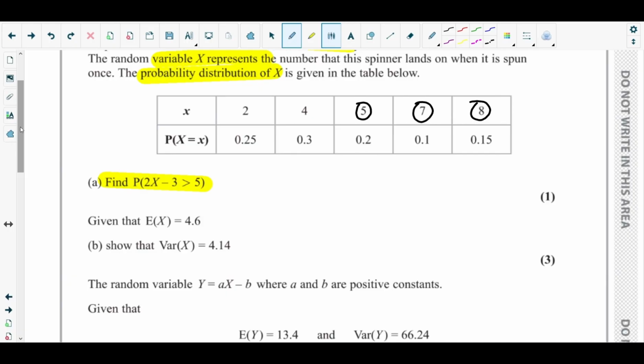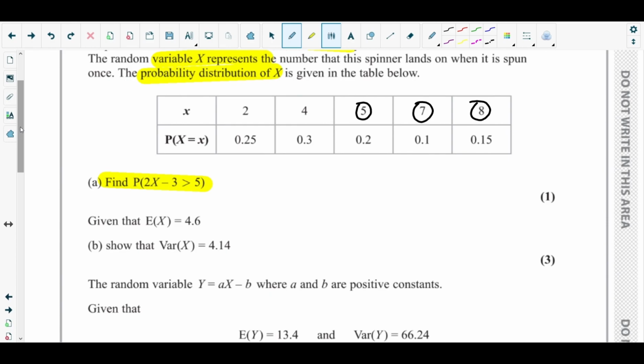Next, in part B, given that the expectation of x equals 4.6, we need to show that the variance of x is 4.14. If you have done chapter number 6, you were supposed to know the formula for variance. Variance of x is the expectation of x squared minus the expectation of x, whole squared. This is the formula for variance of x.